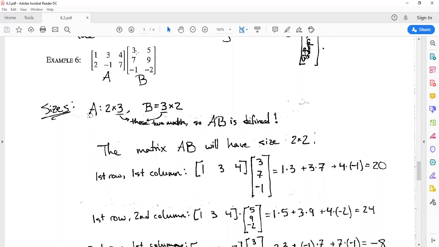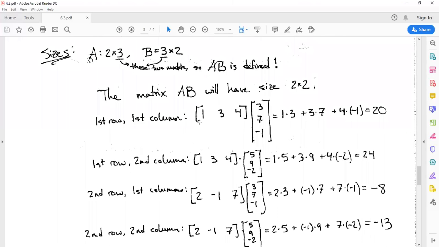Okay, now for the second row and first column of the matrix A times B, we'll take the second row of A and the first column of B and form their product. That gives us 2 times 3 plus minus 1 times 7 plus 7 times minus 1. Okay, and so this gives us minus 14 plus 6, which is minus 8.